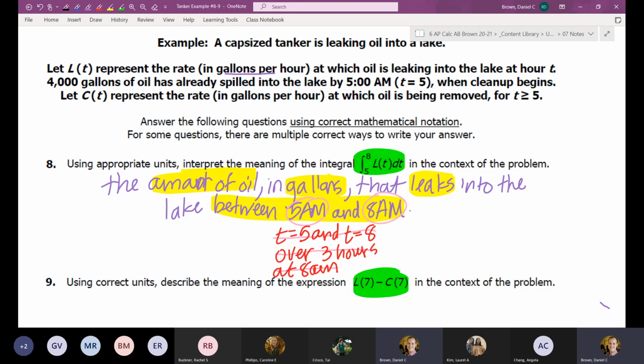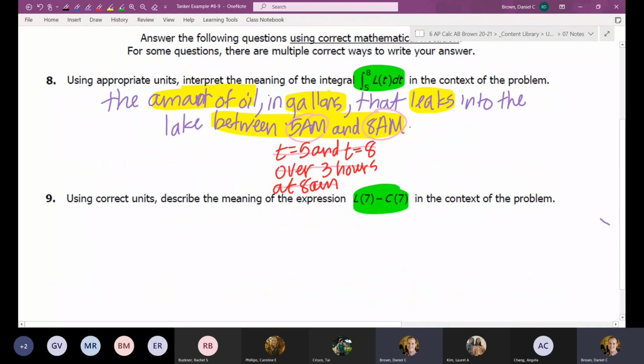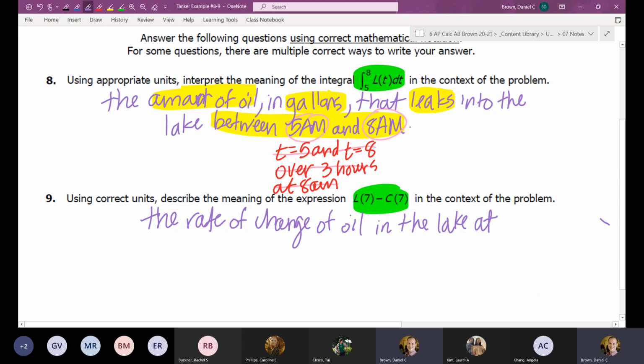And then looking at number 9, this one is the function L of 7 minus C of 7. While both L and C are functions given to you in the problem, they are represented in terms of gallons per hour. So my answer for this one is that this represents the rate of change of oil in the lake at 7 a.m. Things you would definitely want to make sure your answer includes are the units, which I should include, in gallons per hour.